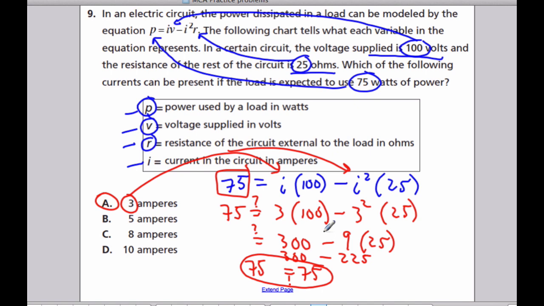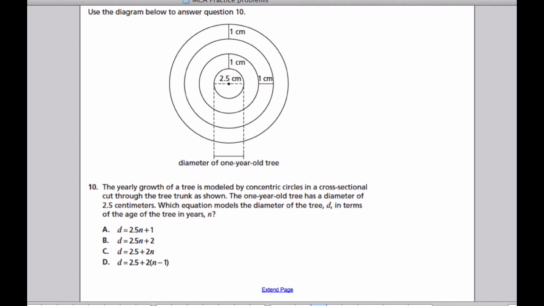All right, let's look at question number 10. Use the diagram below to answer the question. This is a combination between a little bit of geometry and a little bit of algebra. It says the yearly growth of a tree is modeled by concentric circles in a cross-sectional cut through the tree trunk as shown. The 1-year-old tree has a diameter of 2.5 centimeters. Which equation models the diameter of the tree, D, in terms of the age of the tree in years?